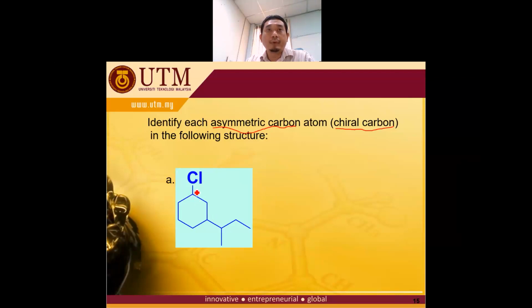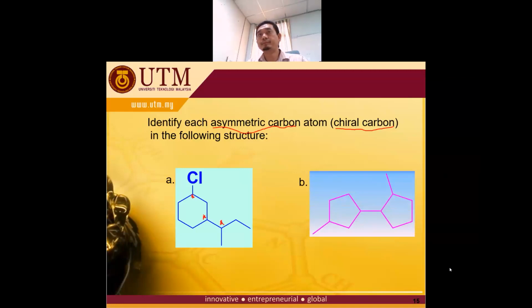This is the first one, right? This is the first one. First this is 1, 2, 3. So there are 3 chiral carbons. Good. How about the second one?